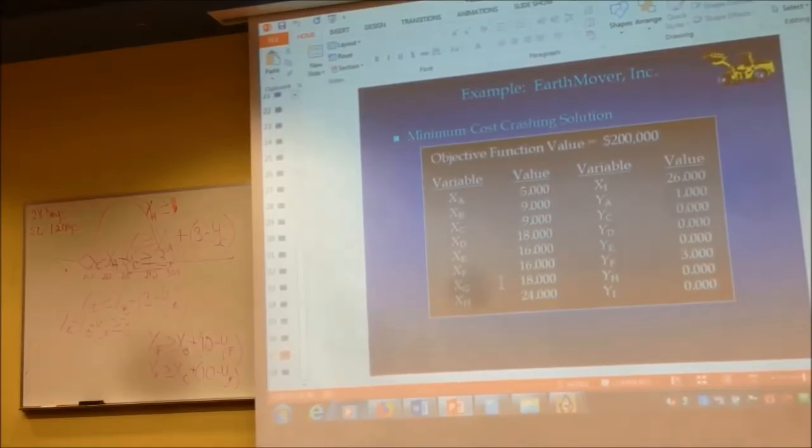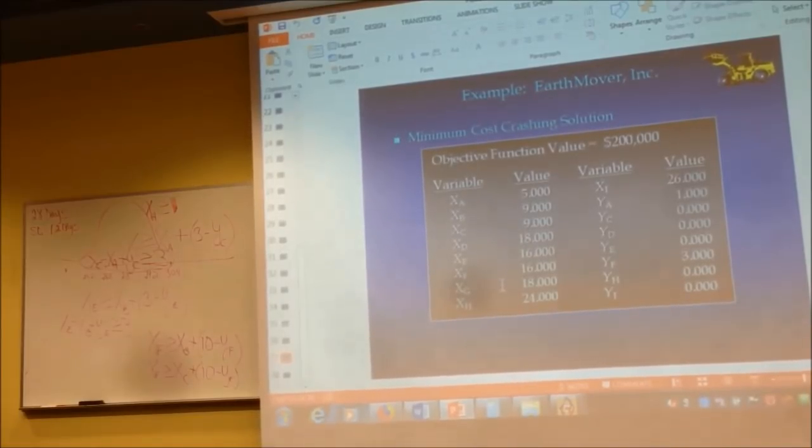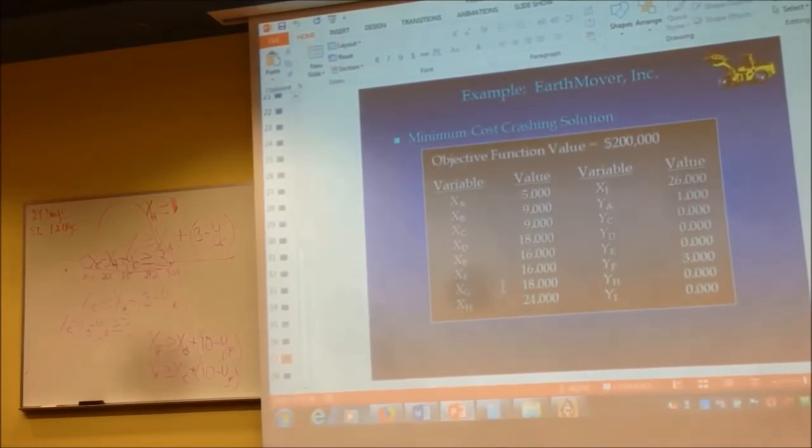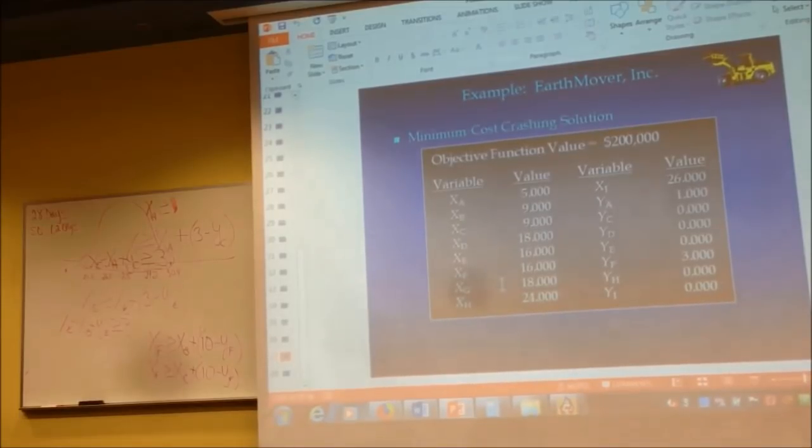Is it the Y variable? The Y variables are the ones that represent the crashing. Name an activity as being crashed. F, I hear. How many units is F being crashed? 3 weeks. You got it. Name another activity being crashed. A. How many units? You see any other activities being crashed?